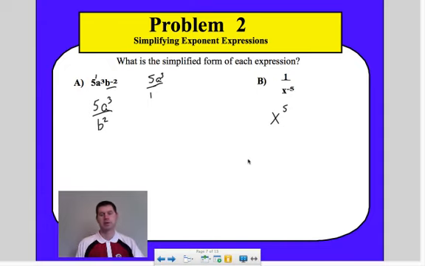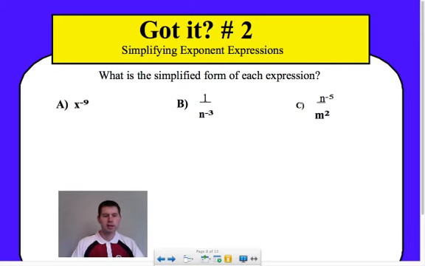So there's always a fraction. Say there was another number up here, then that number would be here. So let's say this was 12. So this is a different example. So say that's 12. Well, then this would become 12x to the 5th. Okay, that's the only difference in that. Okay, so again, here's a got it. Check your work at the end of the slides here.